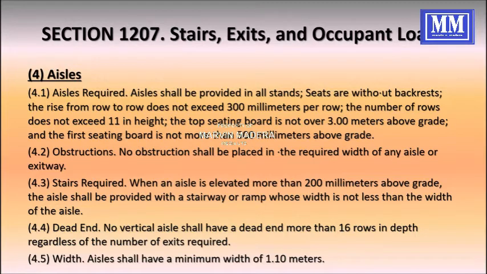When an aisle is elevated more than 200 millimeters above the grade, the aisle shall be provided with a stairway or ramp, with a width not less than the width of the aisle. No vertical aisle shall have a dead end more than 16 rows in depth regardless of the number of exits required. Aisles shall be a minimum width of 1.10 meters.